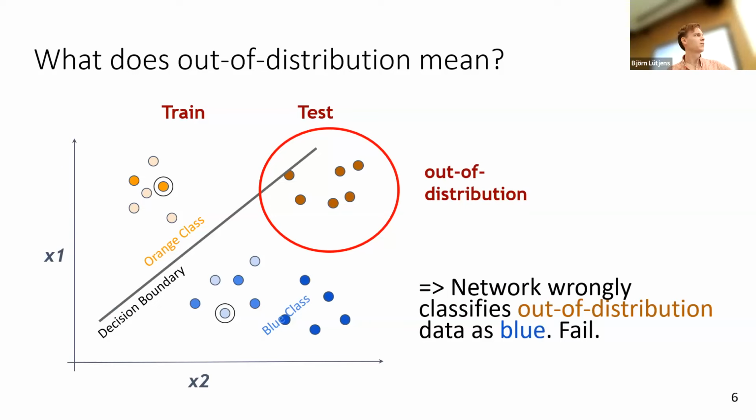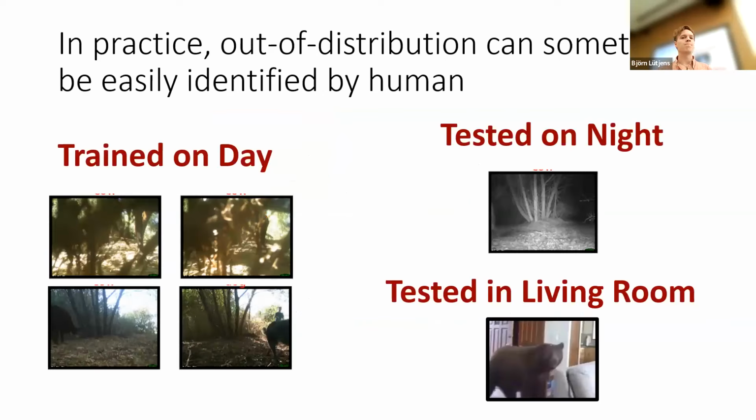However, these are data points on an x1, x2 axis. What does that mean in the image space? You might have talked about this with your instructor. If you train only on camera trap images from day, and you test on images at night or taken in a living room, you wouldn't expect your model to generalize to those. That's pretty easily identified by a human.